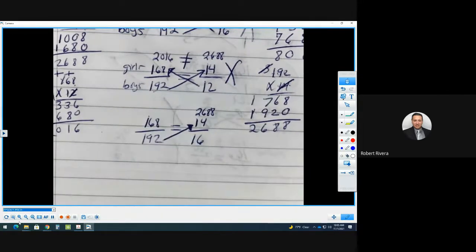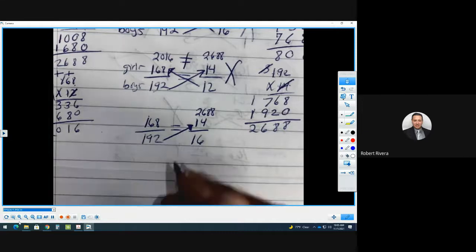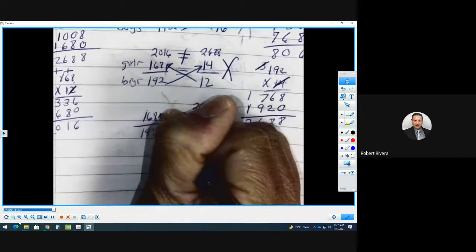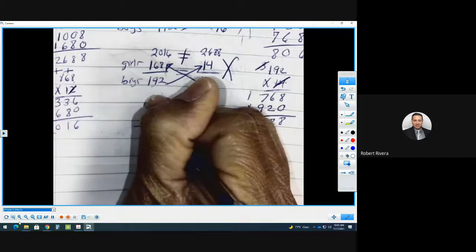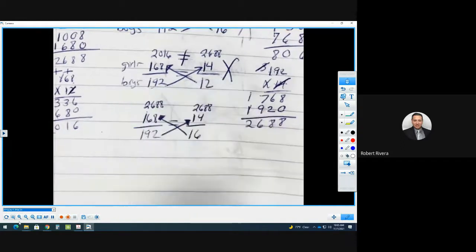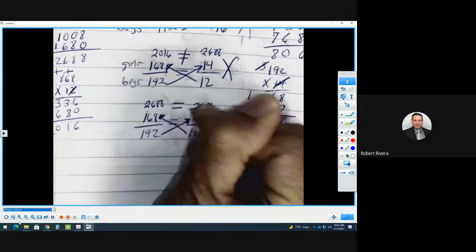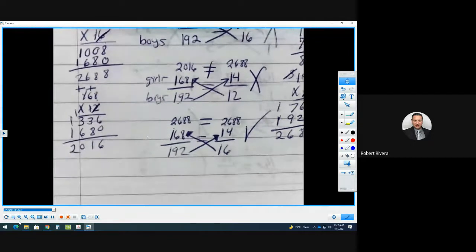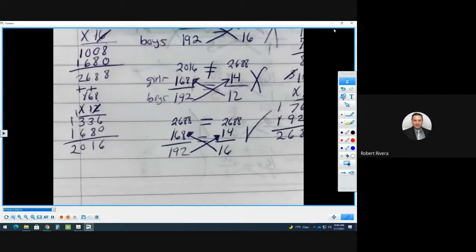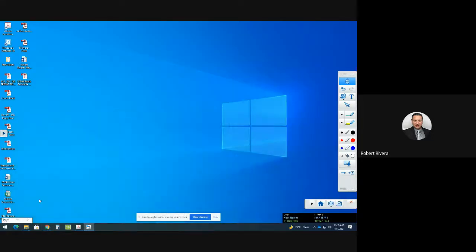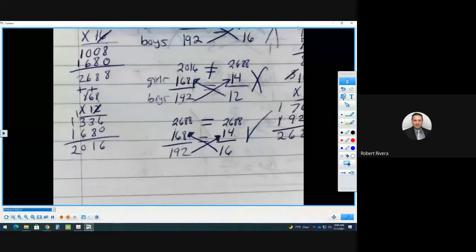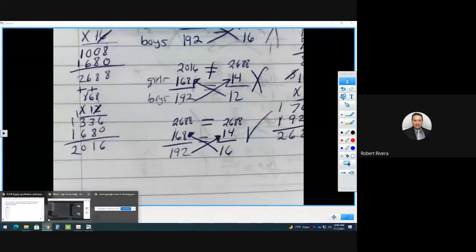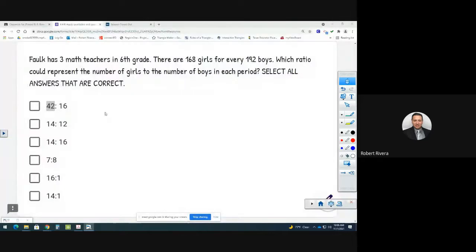Didn't we do 16 times 168 also already? Yes. What choice? Choice 1. And what was it? 2088. Guess what? These are proportional. So this can be one of the answers. Look what I said: can be one of the answers, because it says select all that are correct. So I found one.